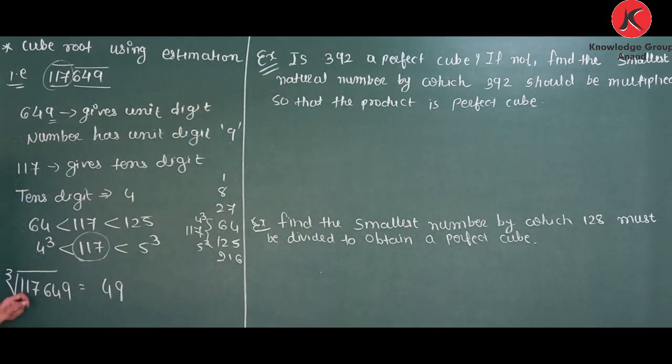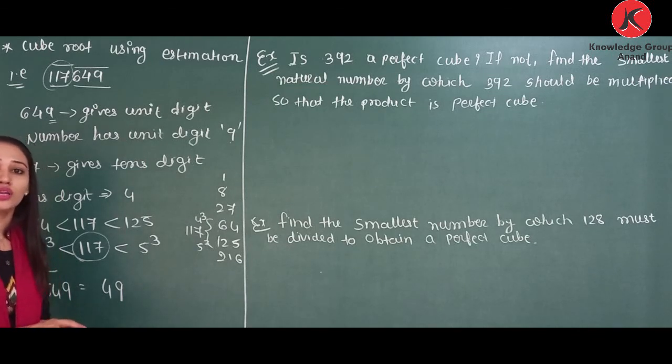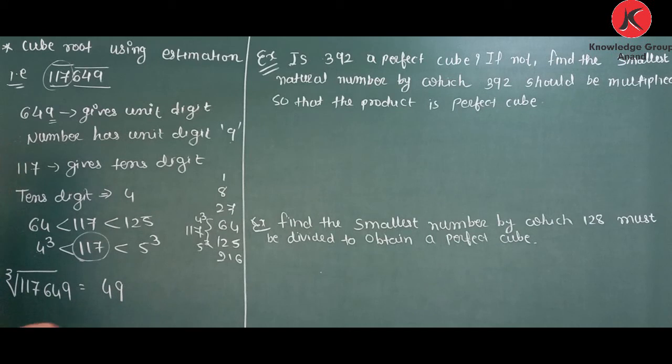So the cube root of 1,70,649 is 49. Clear? This way you can find the cube root of a given number using estimation. This method is helpful when you need to solve MCQs. In an MCQ, you can directly write that it is the cube of 49.